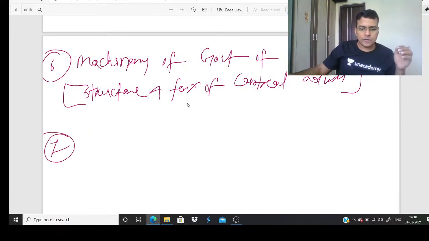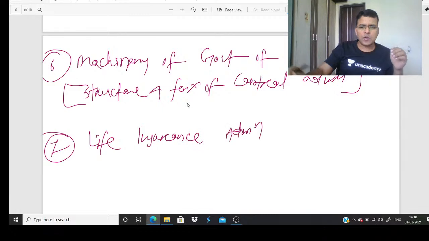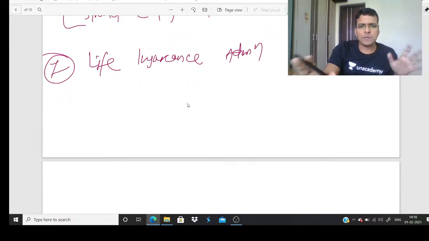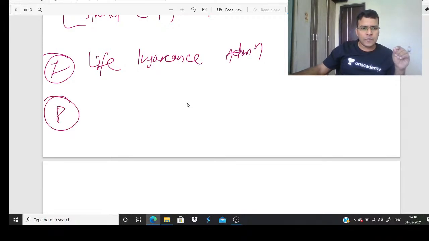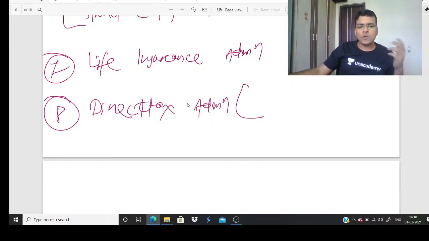The next report is life insurance administration, related to LIC. You will not give focus on this. Then direct tax administration. There are two types of tax, direct tax and indirect tax. This report is to improve the efficiency of direct tax in India.